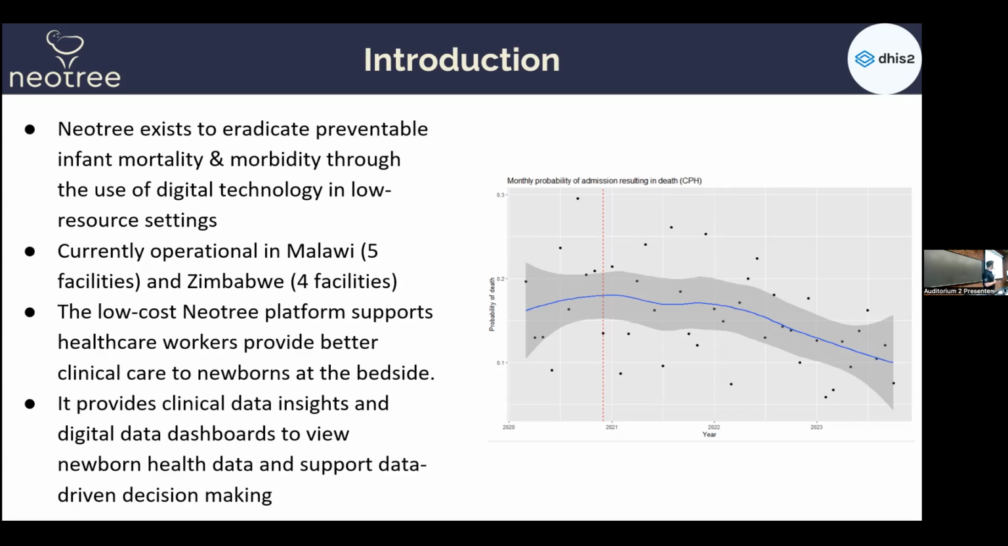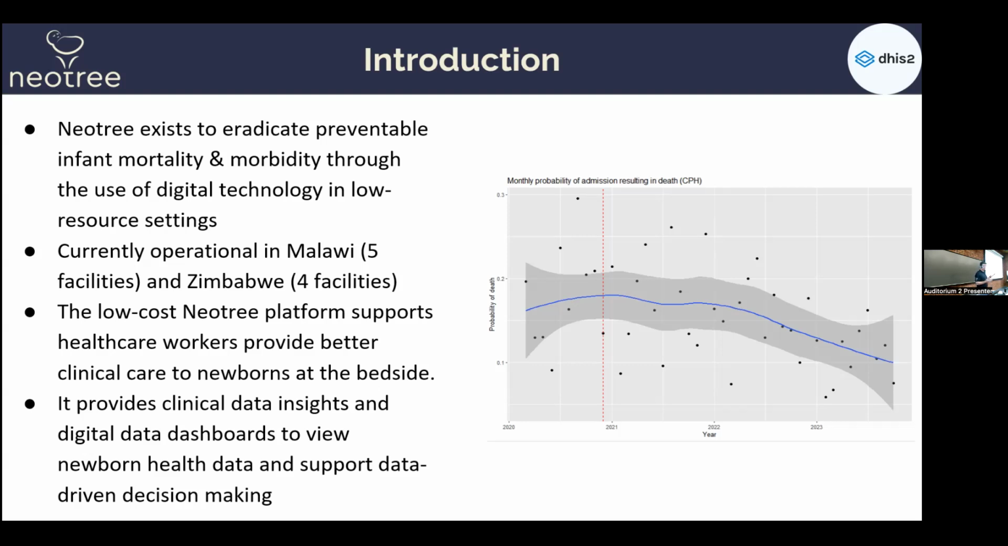When we go in, we'll identify that there's not enough staffing in these places, and people need more training. So what we can see here is a reduction in the case fatality rate, but a lot of that will be to do with training and advocating for new staff, as well as improving and supporting healthcare through the mobile app. We're currently operational in 5 sites in Malawi and 4 sites in Zimbabwe.